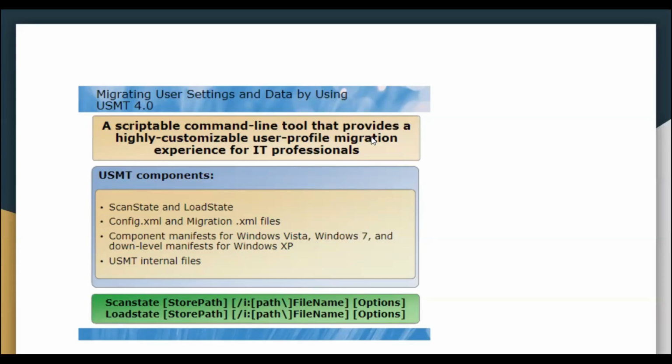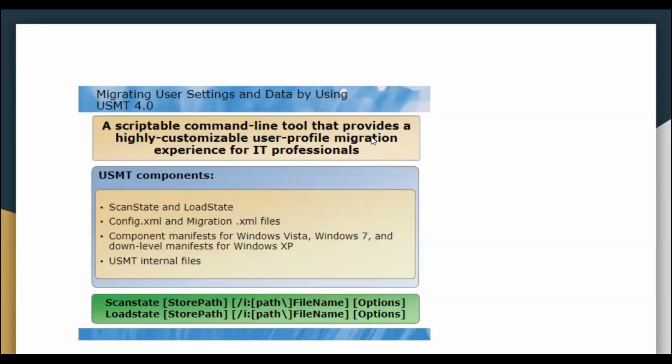The USMT does not support user profile migration, so use the Windows Easy Transfer cable. USMT migration occurs in two phases. First, exporting profile data from the source computer using ScanState. And second, importing profile data on the destination computer using LoadState.